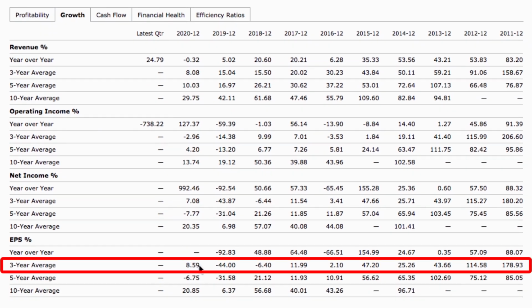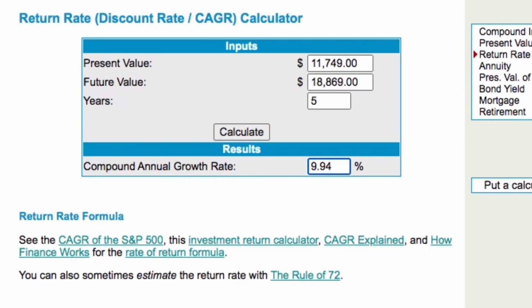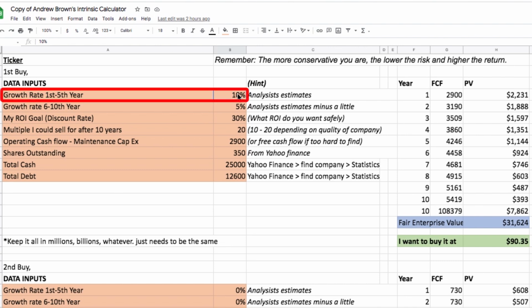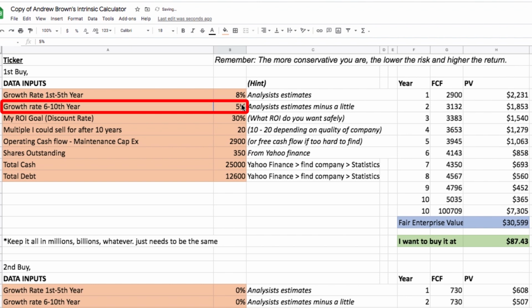The earnings per share last 3 years is about the same. And when I did the free cash flow, it was about 10%. So I'm happy to put that at 8% to be conservative for the next 5 years. And we'll say it keeps slowing down gradually down to about 5% annual growth rate.